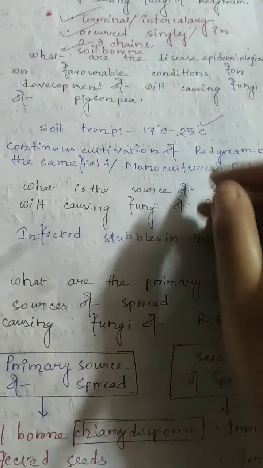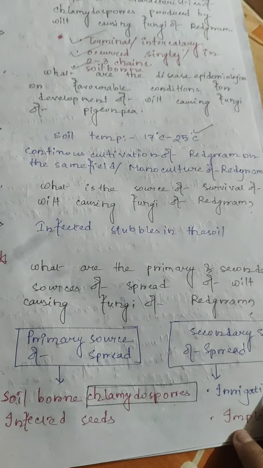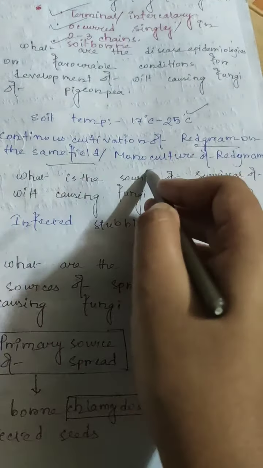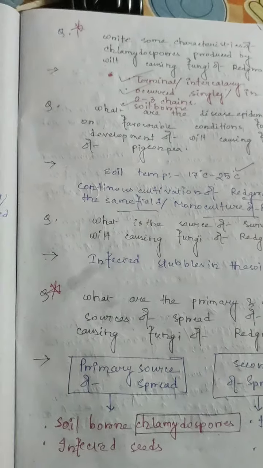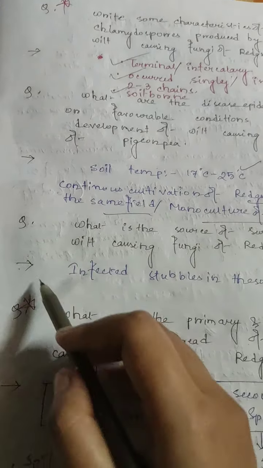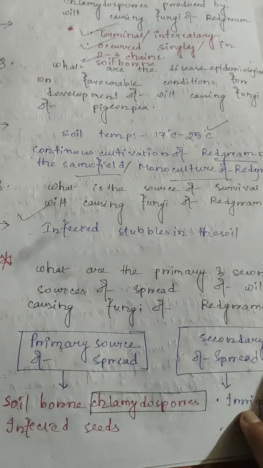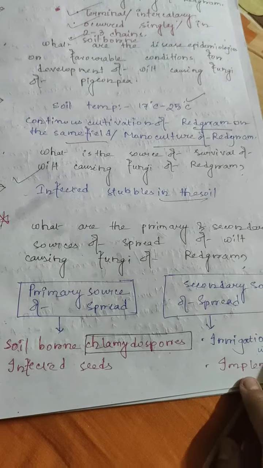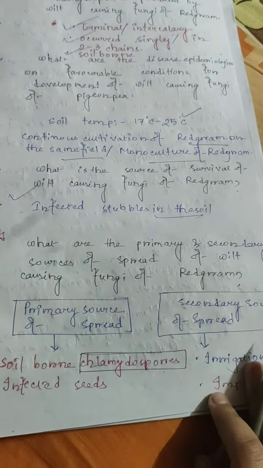Soil temperature should be 17 degrees Celsius to 25 degrees Celsius. Continuous cultivation of red gram on the same field or monoculture of red gram are the disease epidemiologies. What is the source of survival of wilt causing fungi of red gram? Source of survival is infected stubbles in the soil.